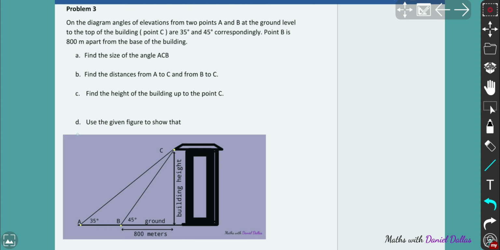Okay, so here we have C as the top of the building, and this is the height. Here is the ground level. So we have 800 meters from B to the base, and we also have 2 angles of elevation from point A and point B to C. Let's assume there are 2 observers standing at point A and point B. All right, so first, we need to find the size of the angle ACB. So ACB, it's right there. I mark it as X degrees.